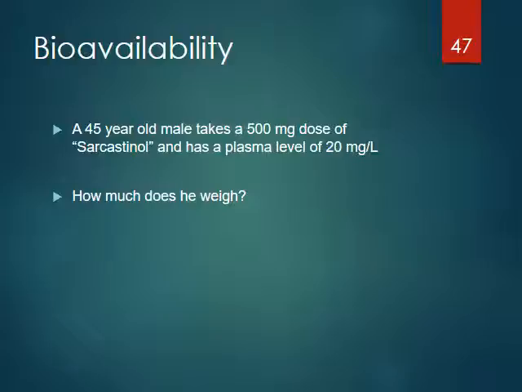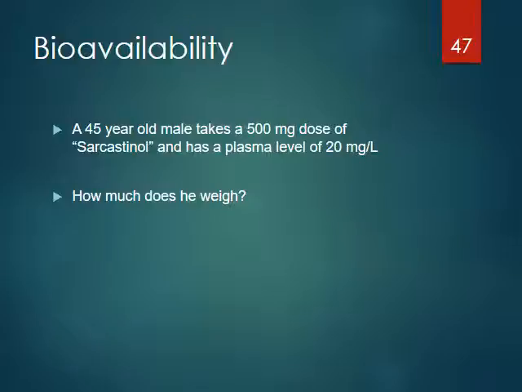So again, let's say he took 500 milligrams. We know that 90% made it into systemic circulation, so we'll tack that down to 450 milligrams in the bloodstream. We know what his plasma level is going to be here. So again, we just back calculate this and rearrange the equation to be volume of distribution equals dose divided by C0. So we'll do our dose of 450 milligrams divided by our concentration of 20 milligrams per liter. And that's going to equal 22.5 liters.